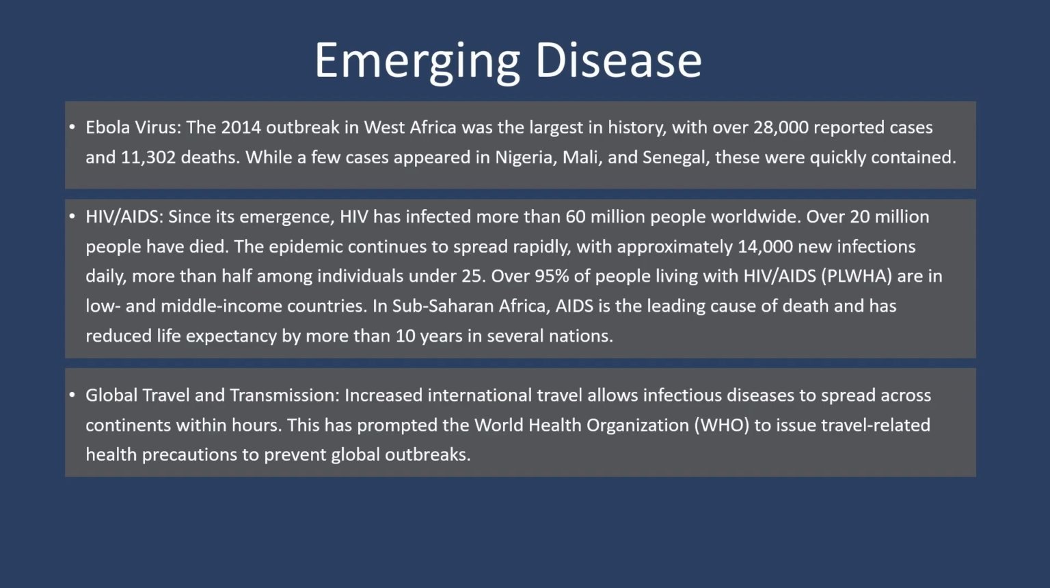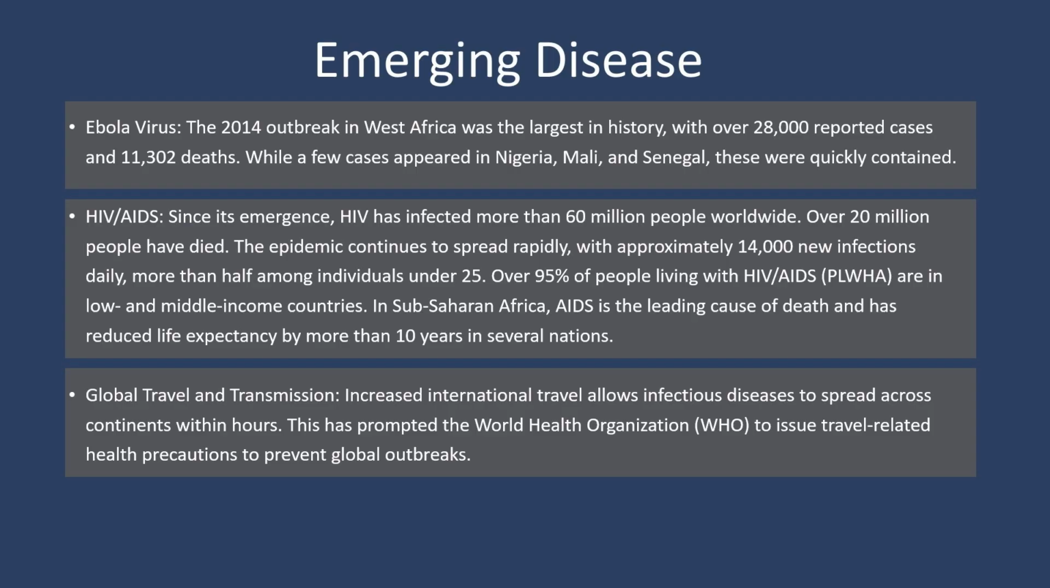Now, AIDS is a little bit different. Since its emergence, it's infected more than 60 million people worldwide. Over 20 million people have died, and the epidemic continues to spread rapidly, with about 14,000 new infections daily. More than half of those are people under 25. Over 95% of the people living with HIV and AIDS are in low-income and middle-income countries.